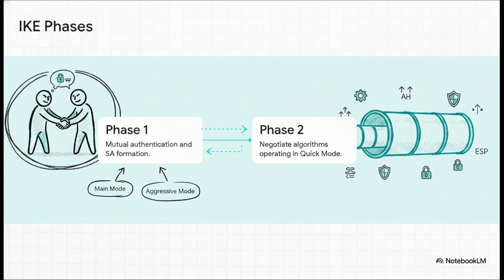Once they mutually authenticate and form that initial SA, boom, they move to Step 2. IKE Phase 2 is where they actually build the secure pipeline for the data. Operating in quick mode, they negotiate the exact AH or ESP algorithms we were just talking about.